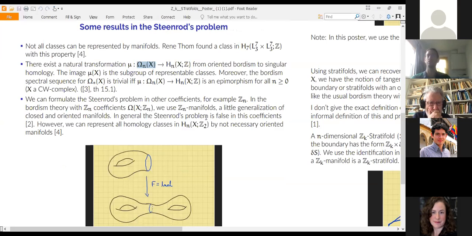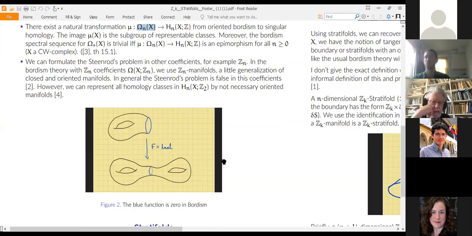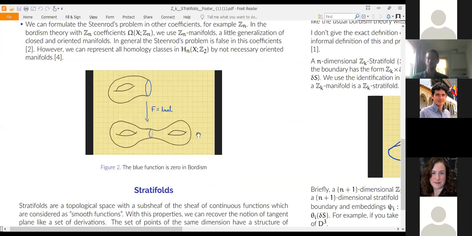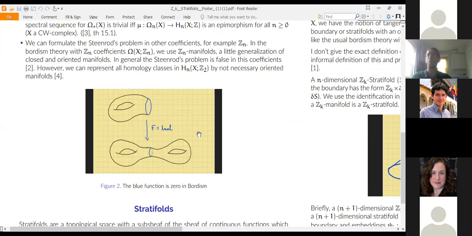You can state this question not only for integral coefficients. You can change the coefficients. For example, you can state the same question in singular homology with Z/n or Z/k coefficients. But this is a picture that represents the idea of bordism, this part.